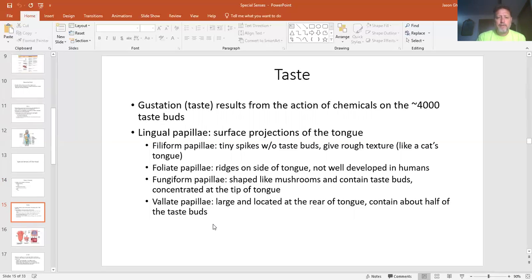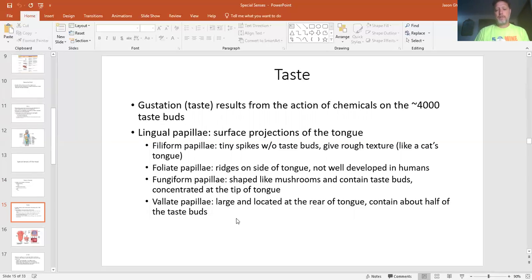The foliate papillae, on the side of your tongue, are not well developed in humans. I'm not worried too much about it. The fungiform papillae are the mushroom-shaped ones, hence fungi. These are at the tip of your tongue, which is why you just touch your tongue to something to get a flavor of it. So these are sensing certain things.